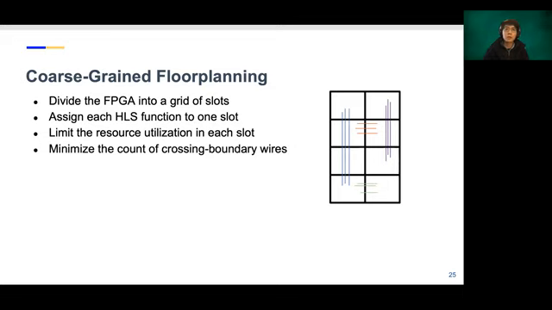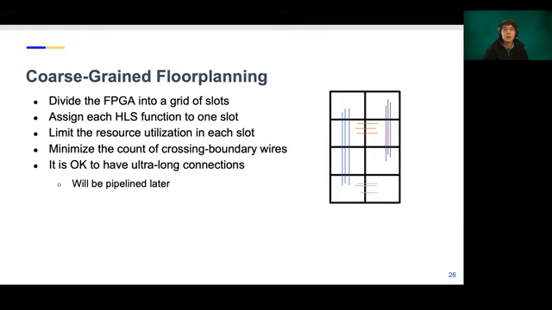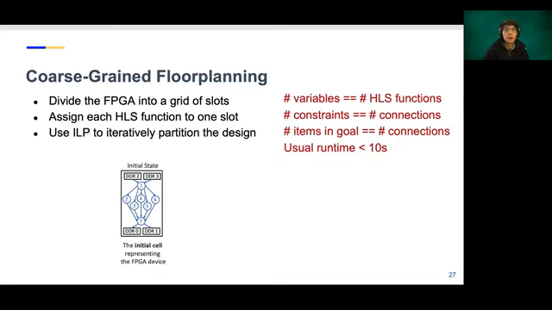The optimization goal of our floorplanning is to minimize the total count of boundary crossings. Note that one important difference compared to previous floorplanning algorithms is that here it is okay to have ultra-long wires because HLS will pipeline them accordingly. We formulate our method using integer linear programming, and we apply top-down iterative partitioning to divide the design into the target slots.